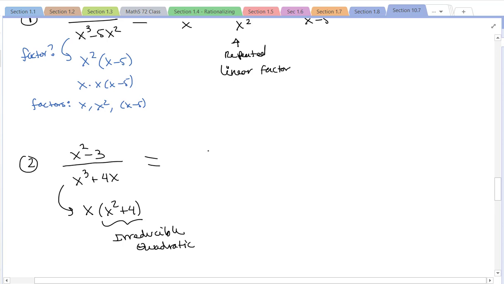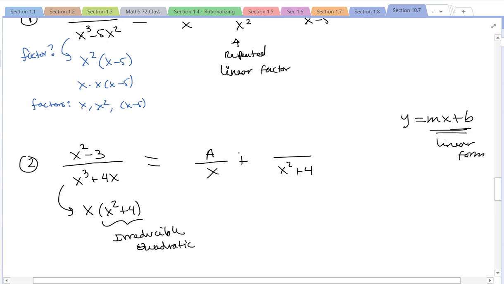So this is going to look like A over x, my linear factor, plus, now I have x squared plus 4, which I cannot factor, and it's not a repeated linear factor. So now I need to have a linear term above. Usually we think of a linear equation as y equals mx plus b, the most general linear form. In this case, just to keep in the theme of capital letters, I'm going to say Bx plus C. I have a quadratic on the bottom, so I need a linear on top.